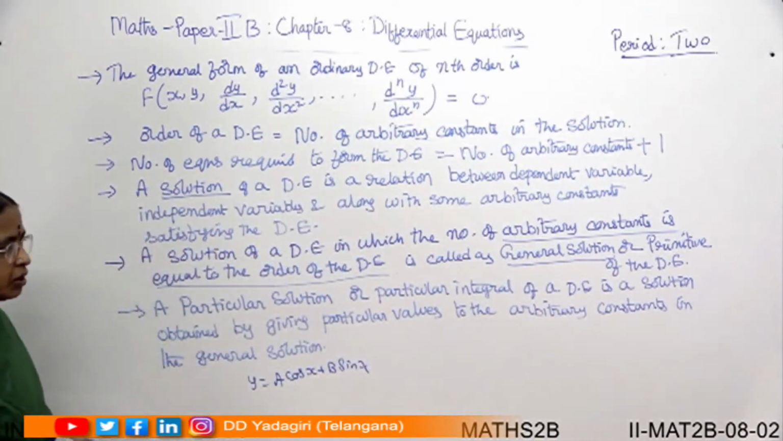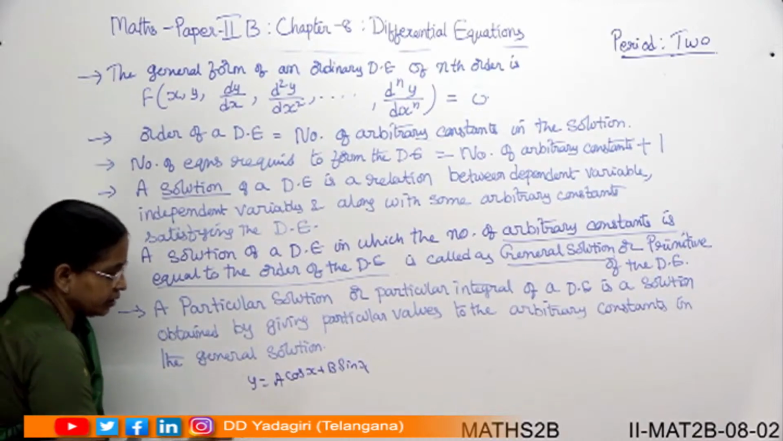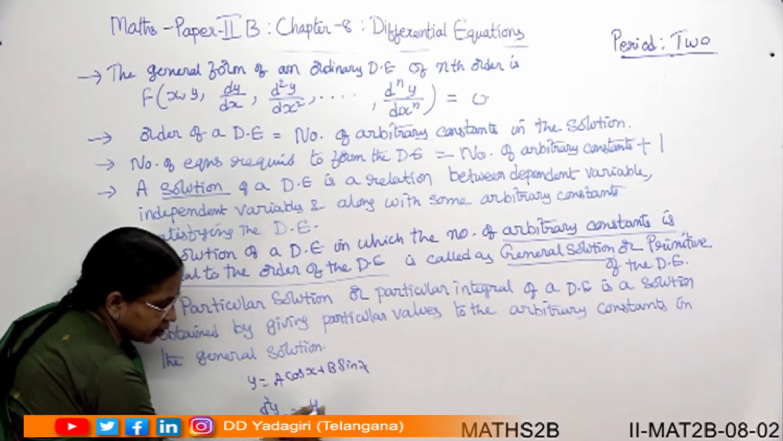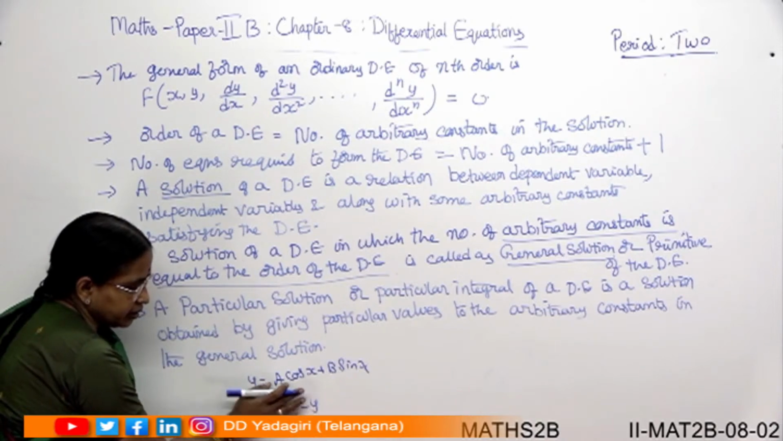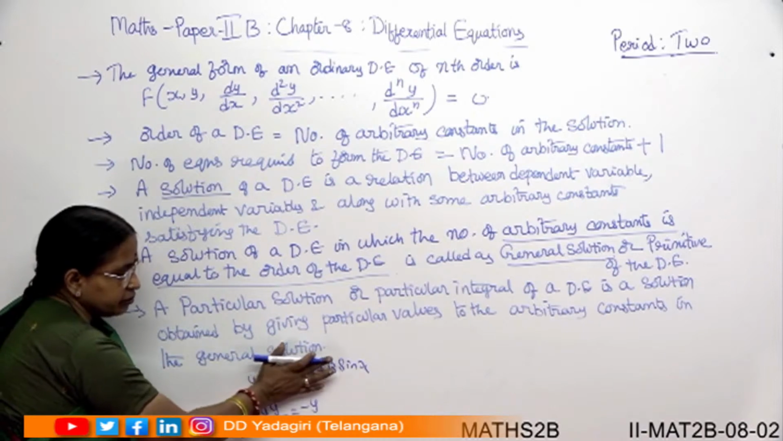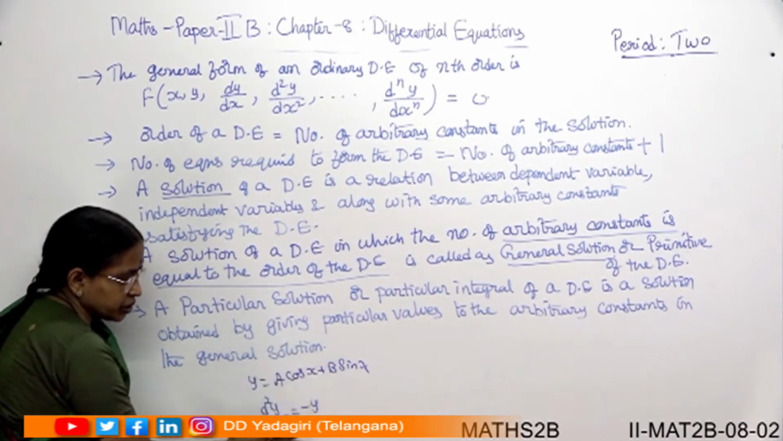General solution is also called the primitive of the differential equation. You have seen d square y by dx square is equal to minus y. For this equation, this is the solution. It has two arbitrary constants, so we say that it is a general solution.